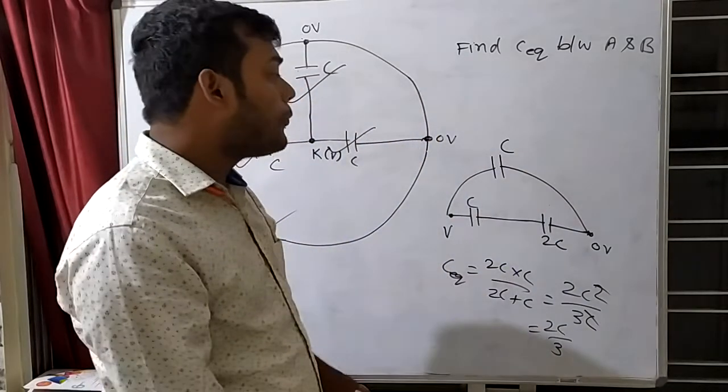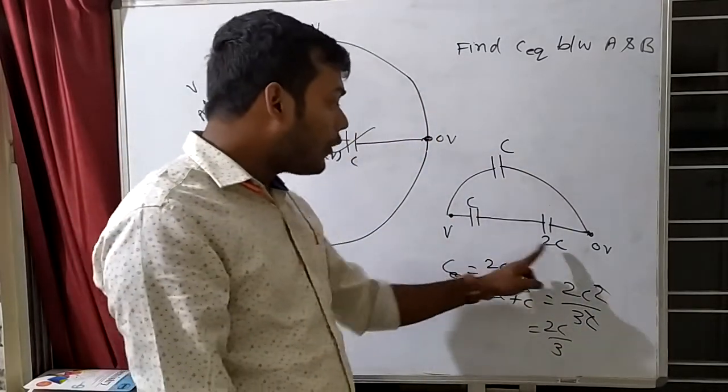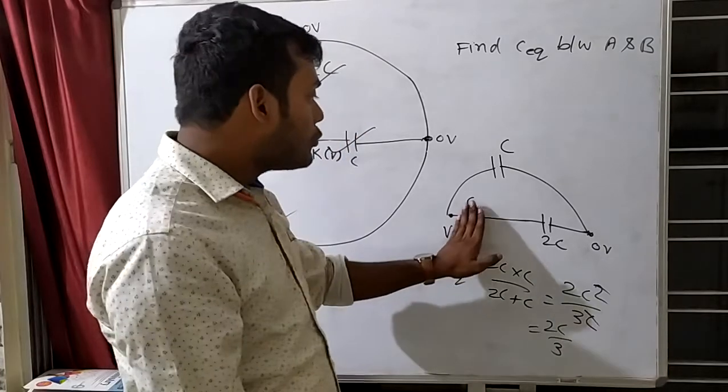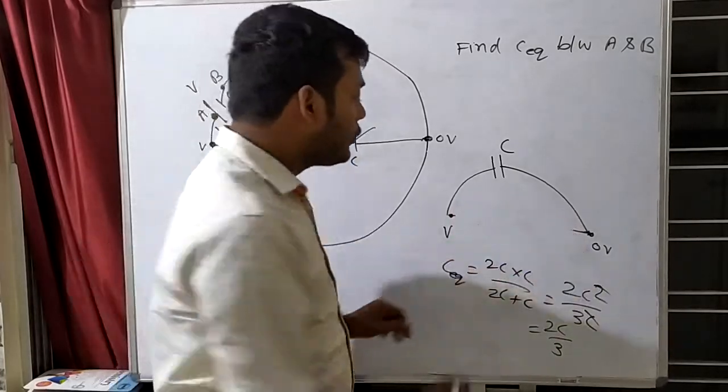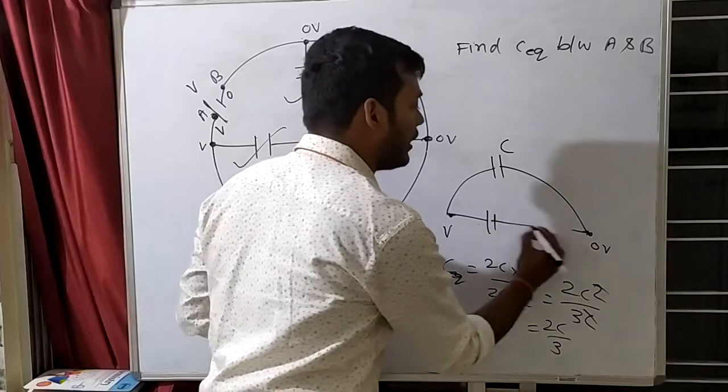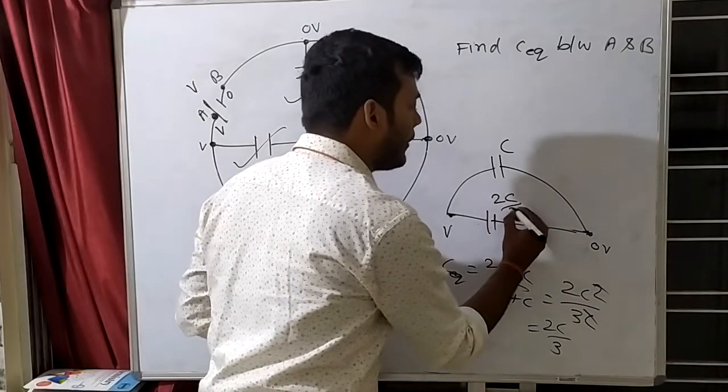This is the equivalent of which ones? This and this. So what is the equivalent of these two? 2C by 3. So I will replace these two with a single capacitor, and that capacitance is how much? 2C by 3.